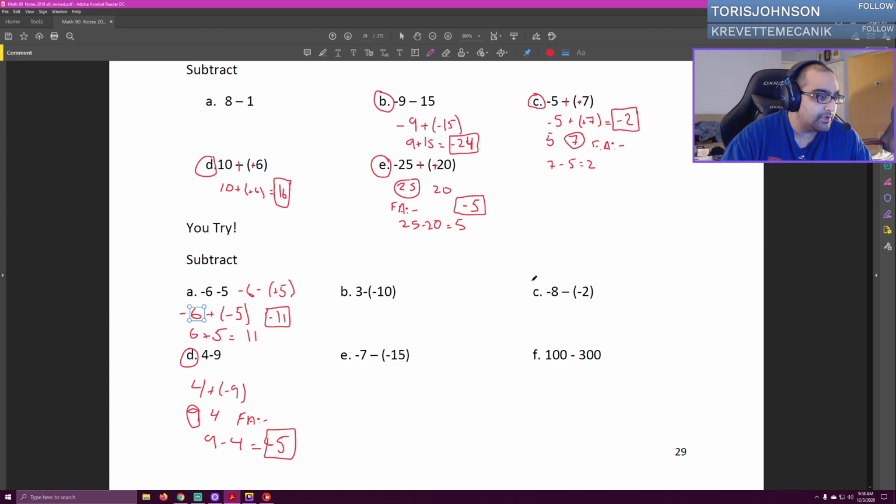Let's look at a couple more here. Let's look at letter C. Letter C, how can we rewrite that in terms of addition? And what's our final answer for that? So first rewrite it and then tell me what the answer for this problem is. Negative 8 minus negative 2.